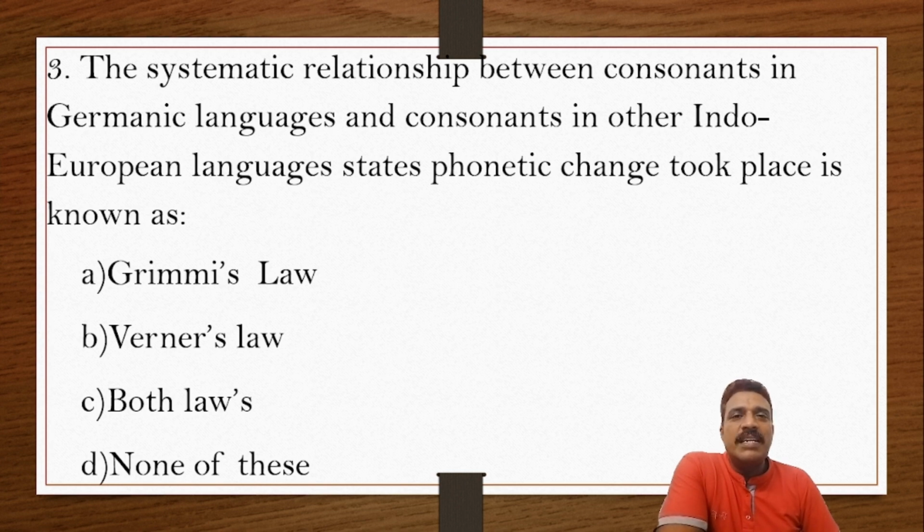The systematic relationship between consonants in Germanic language and consonants in other Indo-European languages, where phonetic changes took place, is known as: is it Grimm's law, Werner's law, both the laws, or none of these? The right answer is Grimm's law.